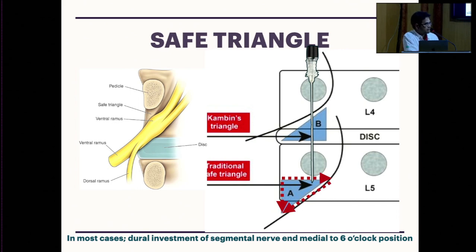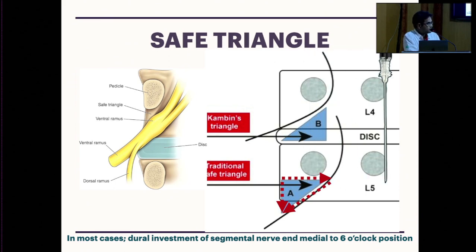In this case, basically we are trying to avoid injuring the nerve root. That is why it is called safe. But again, if you are not vigilant, this is an area where blood vessels are present. So that is why it is sometimes not really safe if you are not taking precautions.